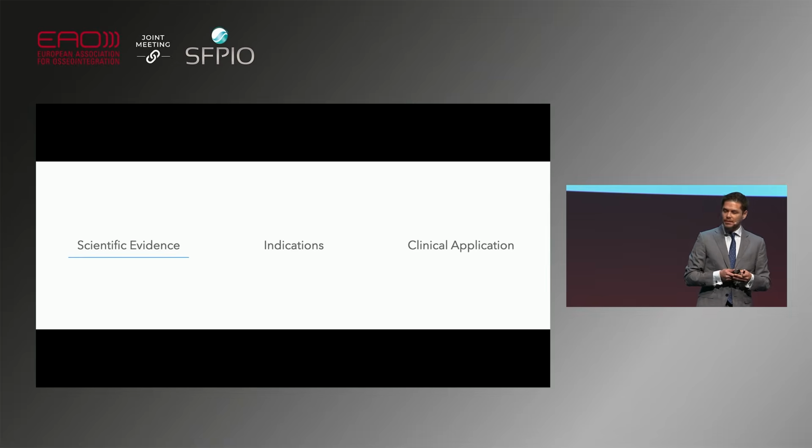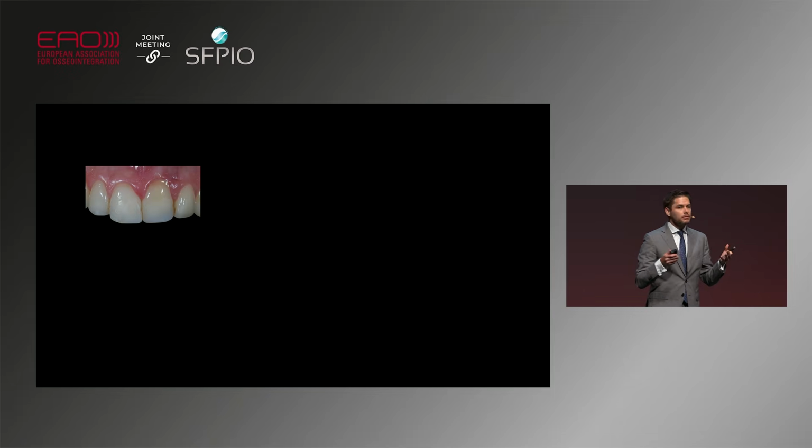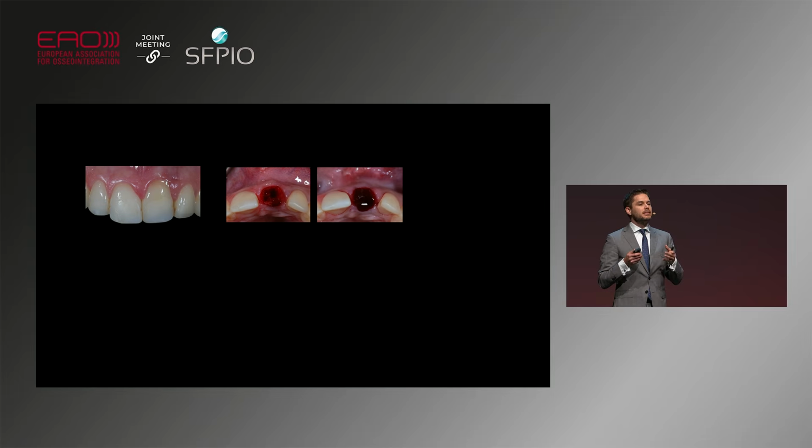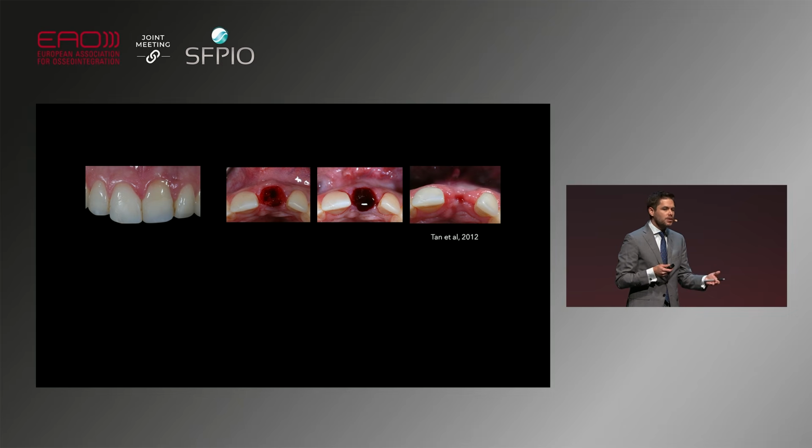So if we start with the scientific evidence, I wanted to share with you just a classic case. This is a tooth that has root resorption that unfortunately we have to extract, and this is the type of procedure that we're going to perform for this patient. That is just a blood clot, and that is called unassisted healing, which means we don't do anything, we wait. And if we wait, you know what's going to happen. The meta-analysis from Tan tells us that 2 to 4 millimeters is the range of hard tissue and soft tissue collapse horizontally, and vertically we have about 1 to 2 millimeters.